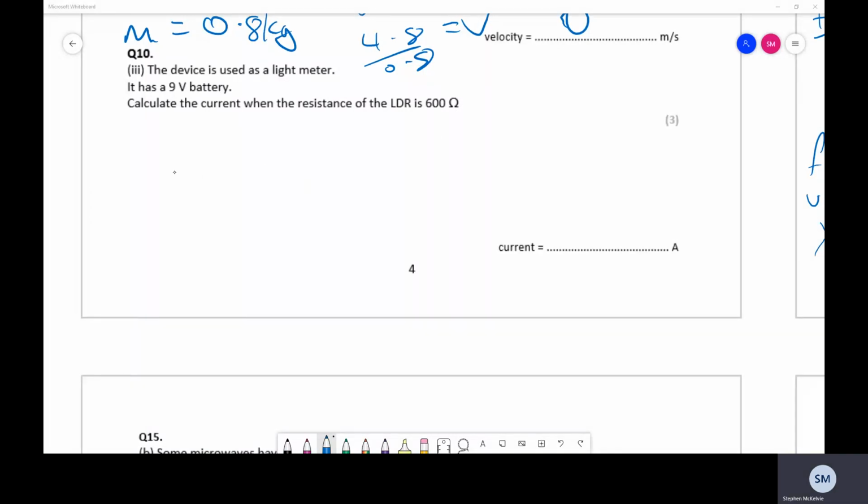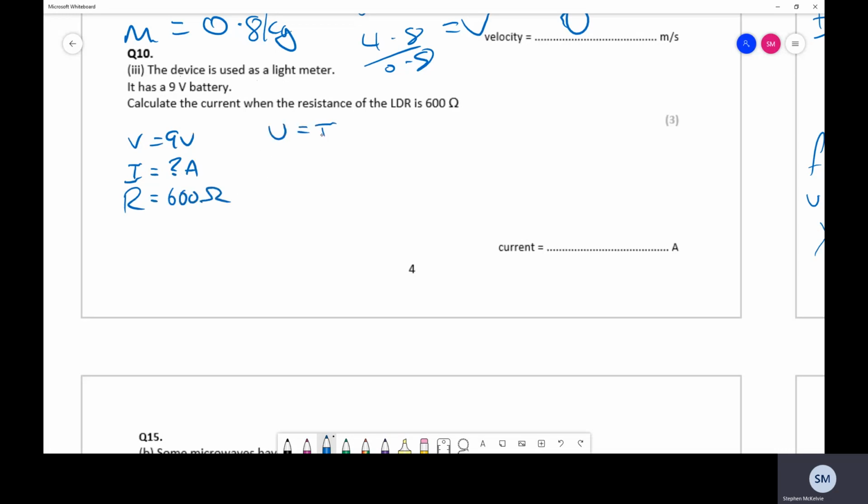All right, I think I might have skipped one here, folks. So we're just going to have a look at that. A device was used as a light meter. It had a 9-volt battery. V equals 9 volts. Calculate the current. I don't know how many amps when the resistance of the LDR, light dependent resistor, was 600 ohms.